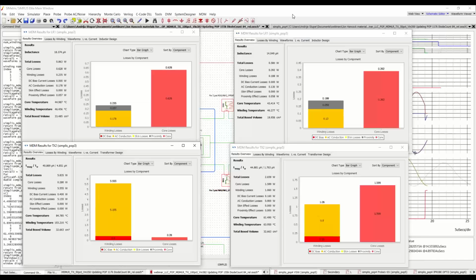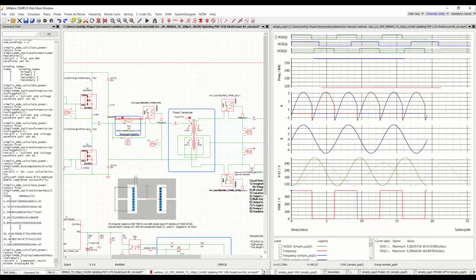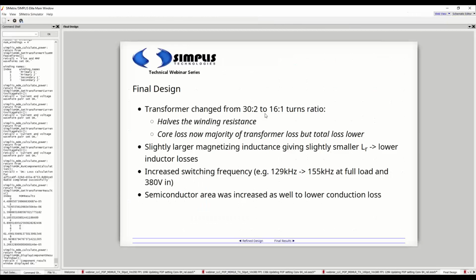So let's recap what was done here with the final design. So the transformer changed from 30:2 to 16:1 turns ratio, halving the winding resistance. Core loss is now the majority of the transformer loss, but the total loss is lower. A slightly larger magnetizing inductance giving slightly smaller LR and a lower inductor loss.